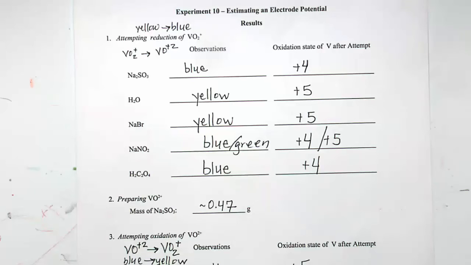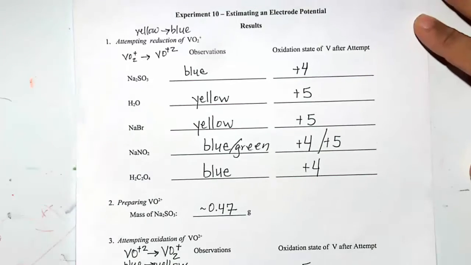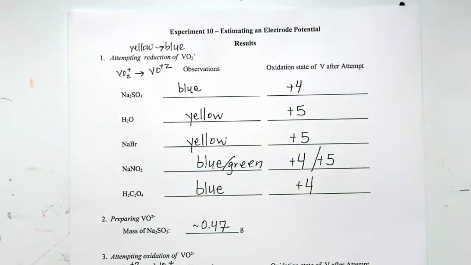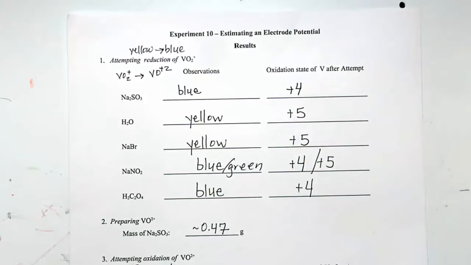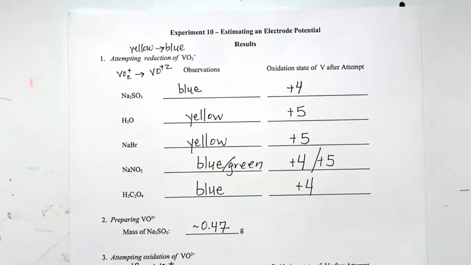So in this video we will go over how to do the post-lab for experiment 10, estimating an electrode potential. This is the data I received from doing the experiment. Your data may vary because of many different factors. Maybe the bromine water was a little more fresh, or maybe I did not heat it long enough.